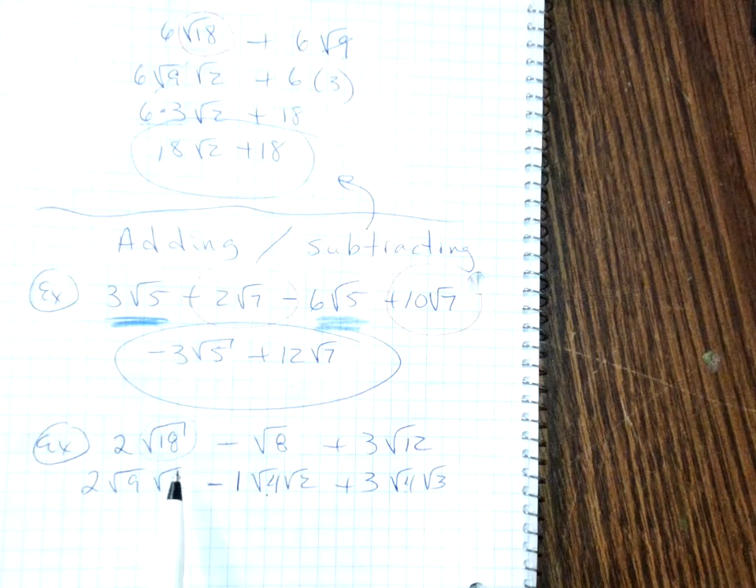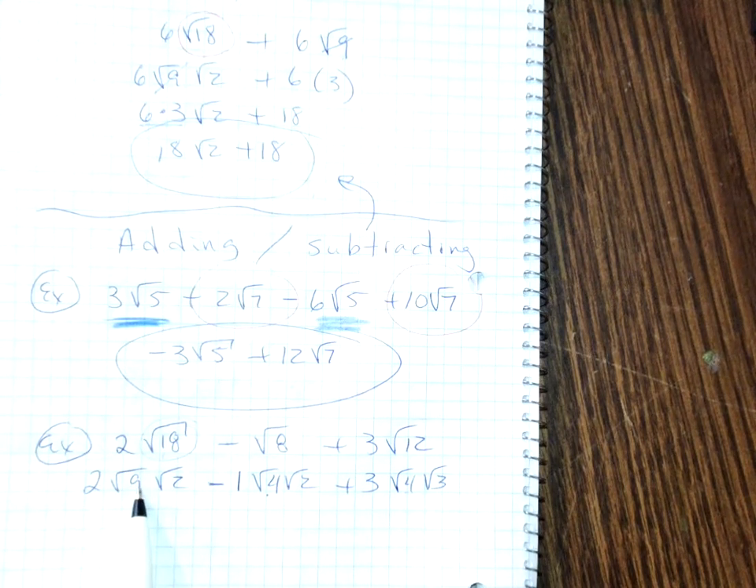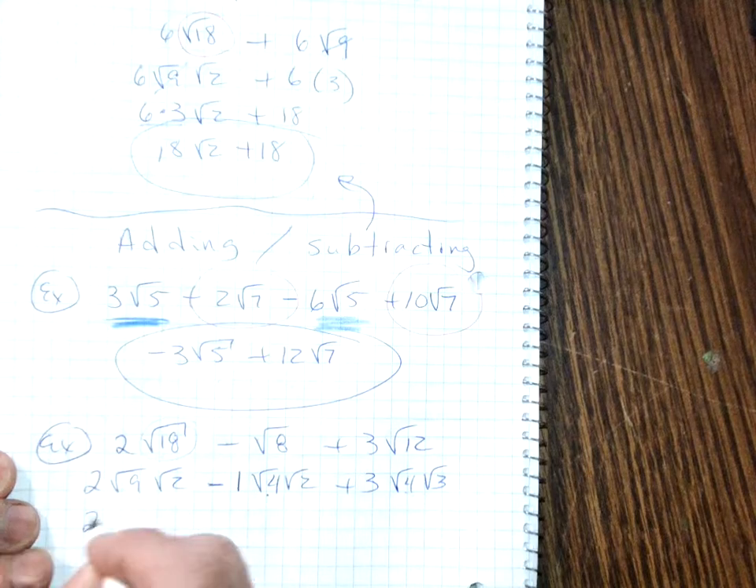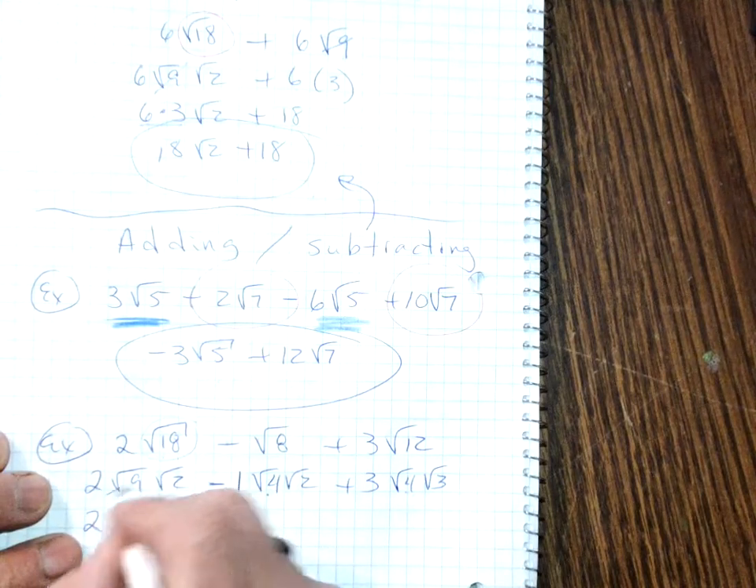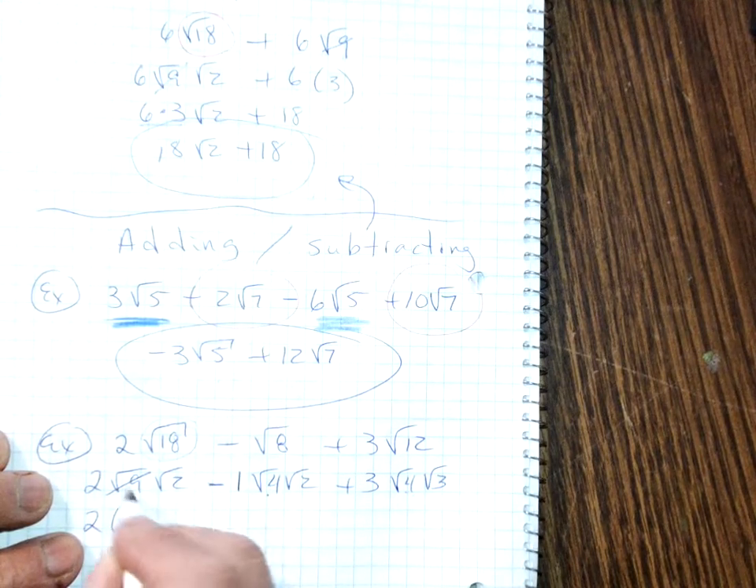Okay, now let's see what I have. I can take the square root of 9, I can take the square root of 4, and I can take the square root of this 4. So let's do that. I'm going to go 2, because it's a regular 2. Leave the whole number alone. Square root of 9 is 3. Took the square root of 9 times square root of 2. Leave the square root of 2 alone.